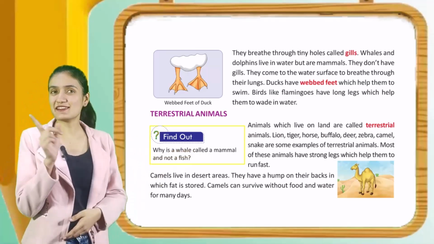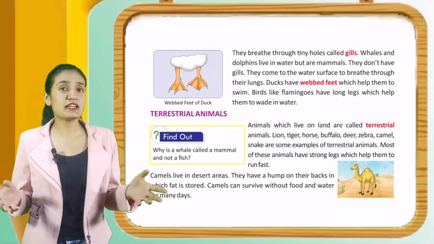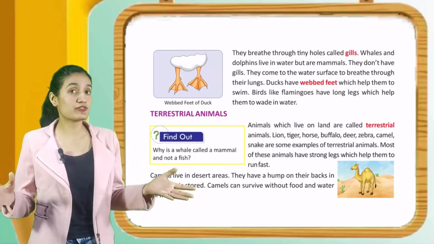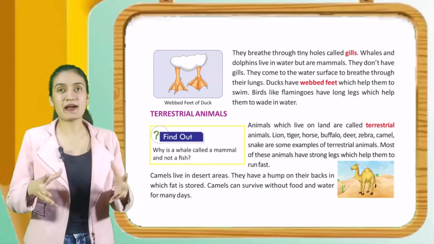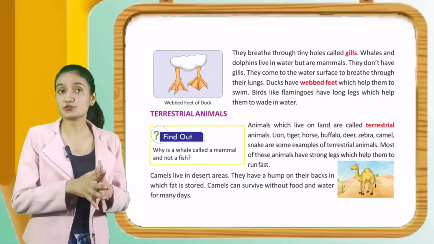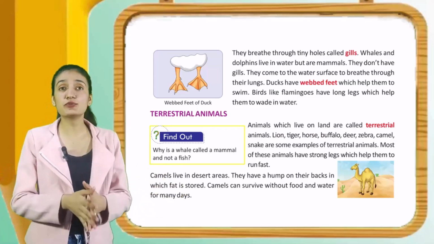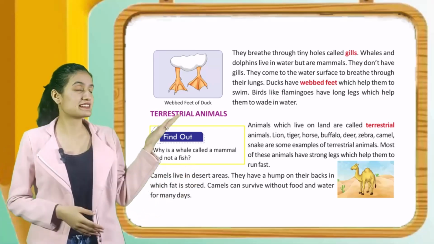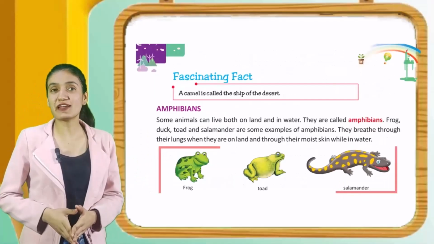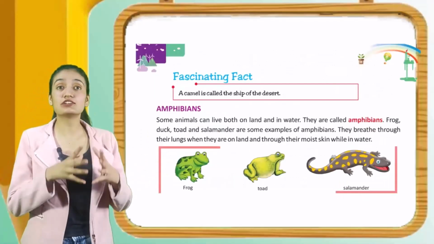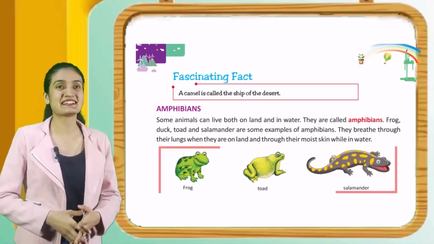Now students, let's find out why a whale is called a mammal, not a fish? Camels live in desert areas. They have a hump on their backs in which fat is stored. Camels can survive without food and water for many days. Here you can see a camel. Now the fascinating fact is a camel is called the ship of the desert.